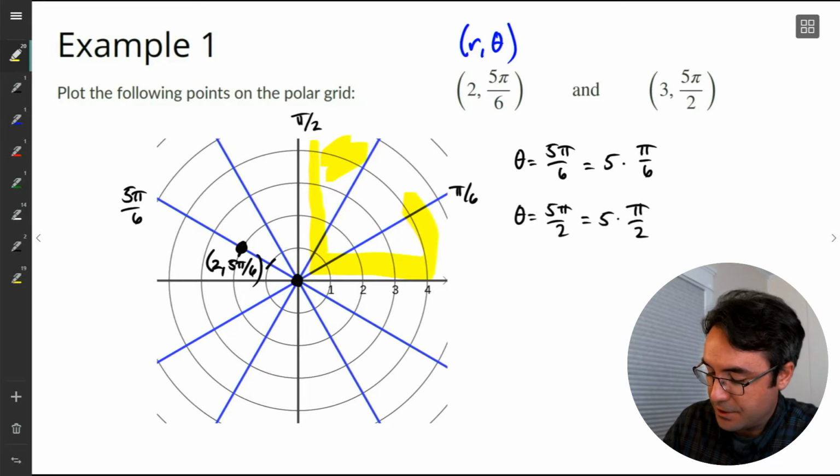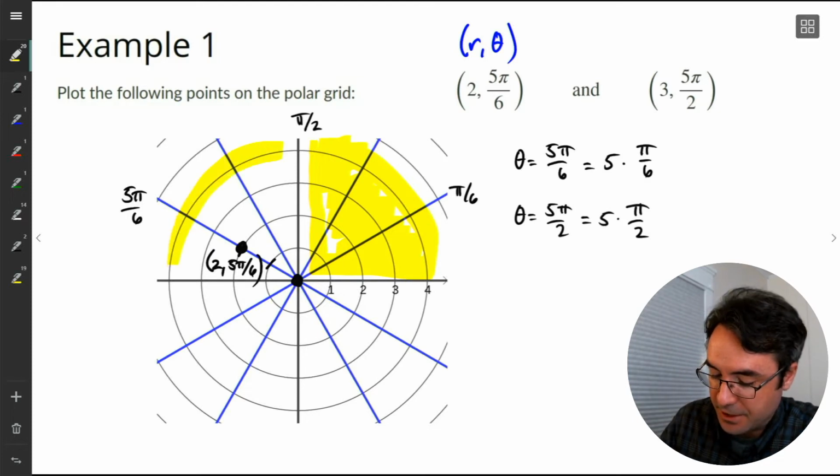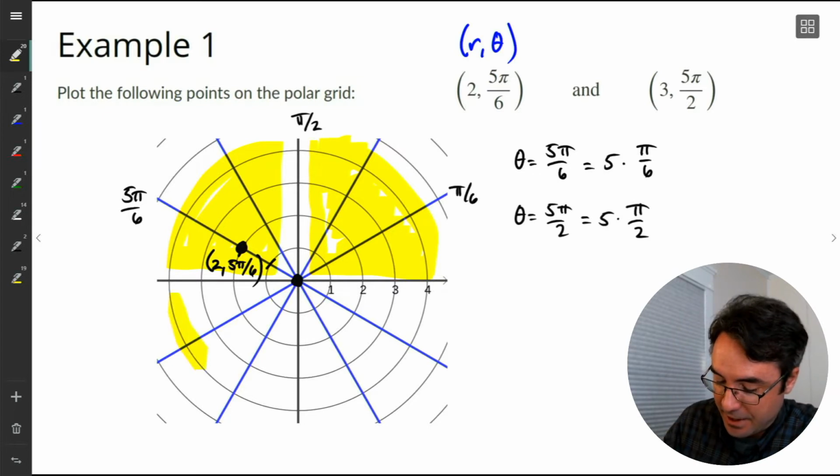So here's our first big wedge. So that's 1 copy of pi over 2. Then here's our next big wedge. So here's our second copy of pi over 2. Then another big wedge.